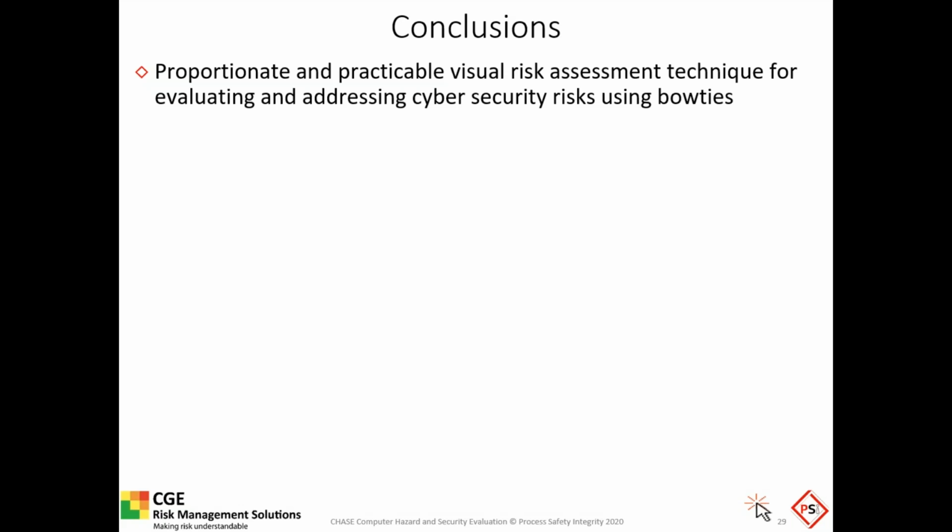So in conclusion, what this CHASE technique is, we're pulling together established tools. The screening and the scoping is simply done using Visio. We're using that to focus our efforts to develop logical bow ties for our industrial automation systems and physical bow ties for our processes and plants.